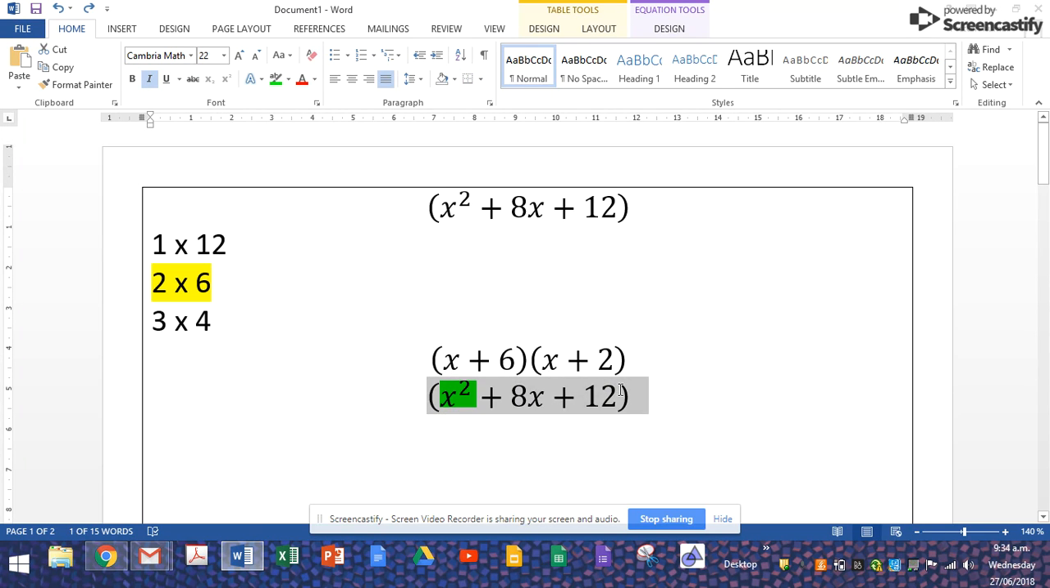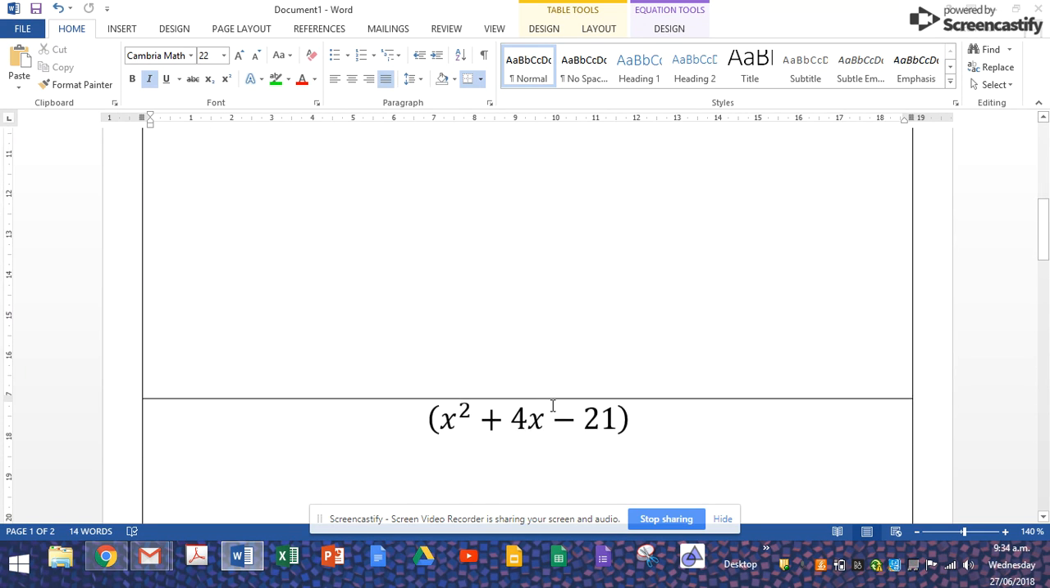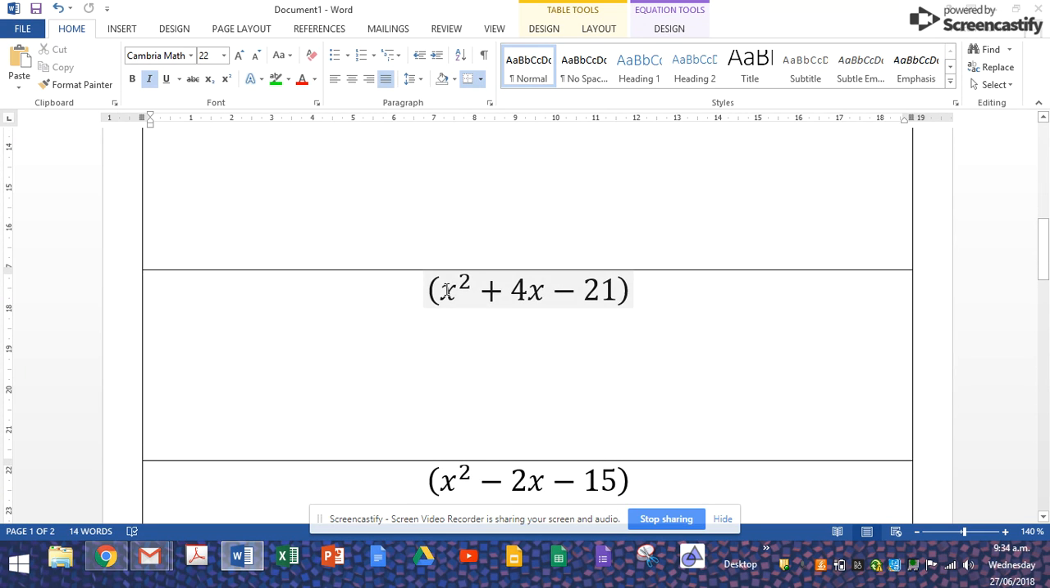This is the expanded version, just so that I could check if my factorization was correct. So that's how actually you factorize. So you don't need to go and expand it, but if you wanted to check your answer, you could. I've done a few more here. So what about this one?